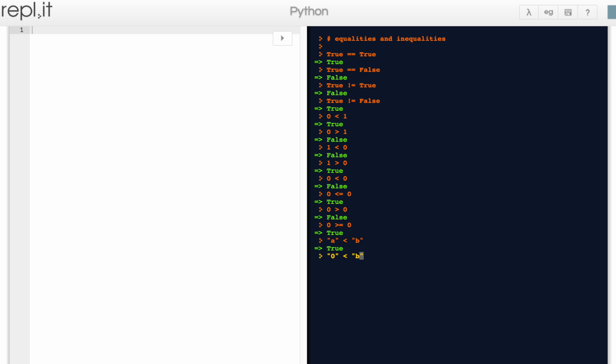So if you put numbers in strings, that will also work, because they're being sorted alphanumerically. So 0 and A is smaller than 0 and B. Or AA, all capital, is smaller than AB.